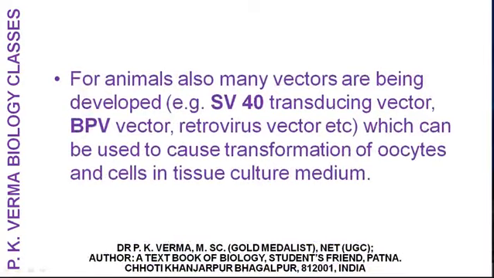For animals also many vectors are being developed. For example, SV40 and BPV vector, retrovirus vector, etc. So you have learnt about a number of vectors, but remember, at least you must know about the pBR322 and the pUC19 or any other of this series vector. These are common cloning vectors.